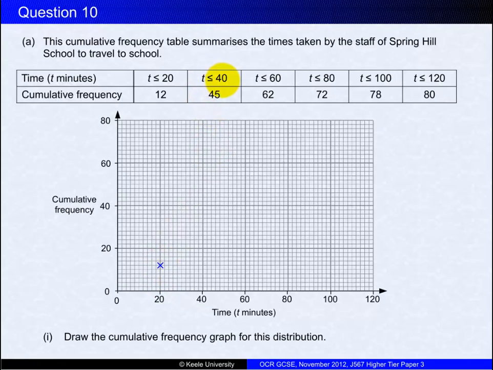Then at time 40, we want to plot 45, so that's up to 40, and 5 will be 2.5 little squares here. Then we've got 62, 72, 78, and 80. Now we draw a smooth curve through the points, and we also know that no staff took less than 0 minutes, so we can use that point as well. And here's our curve.